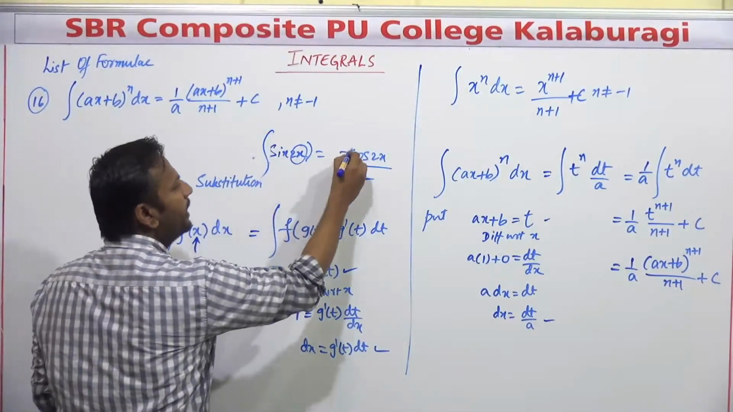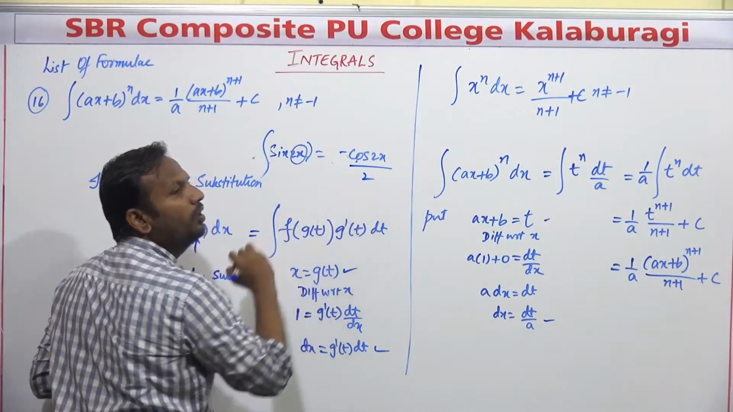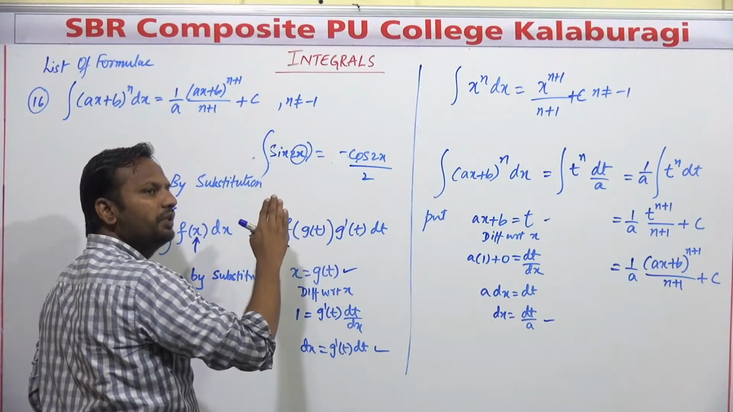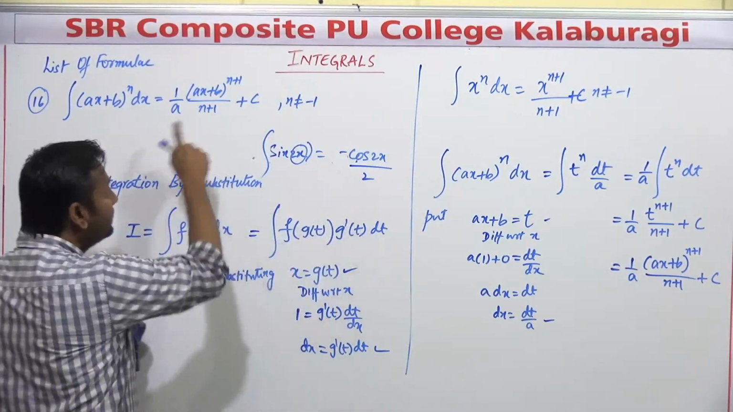Integration of sin x is minus cos 2x. So what is the derivative of 2x? It is 2. We have to keep that in the denominator there. In the differentiation, you are multiplying it. After differentiating, you have to divide it in the same way itself.